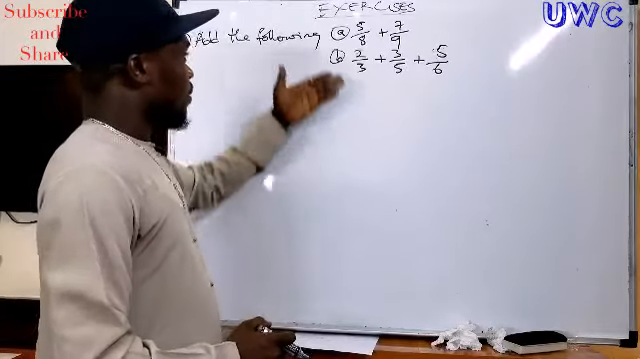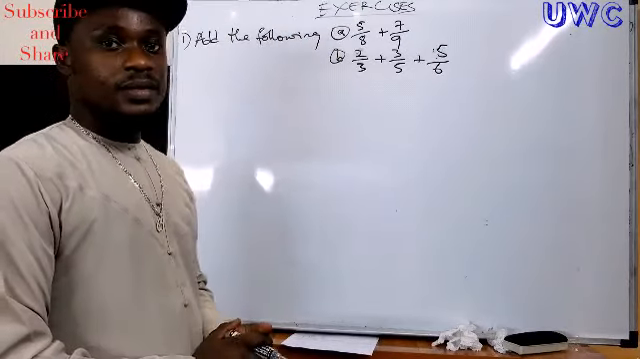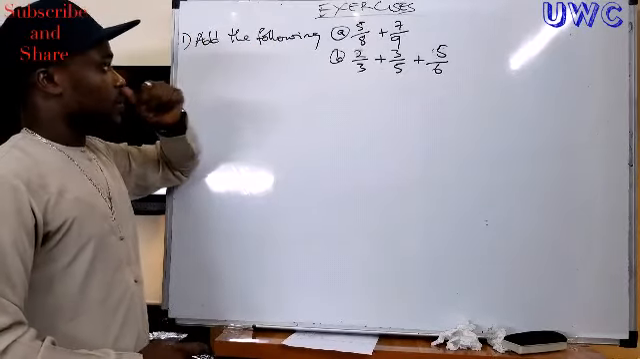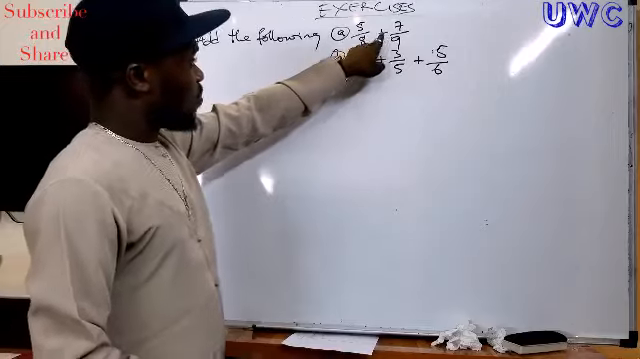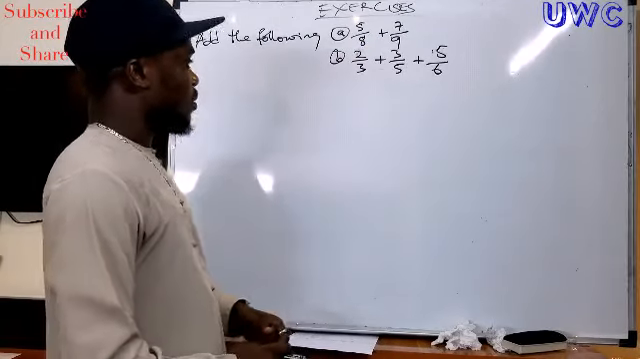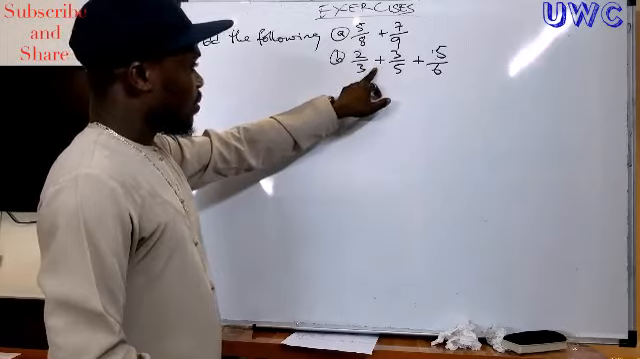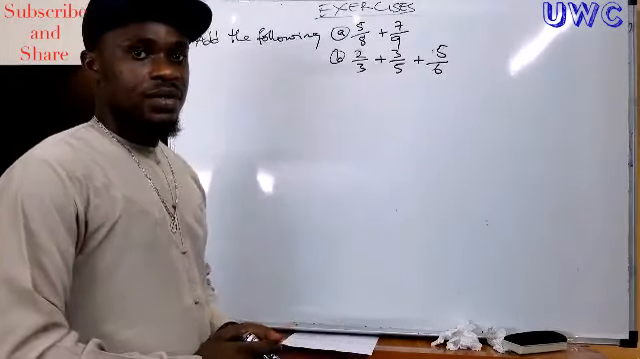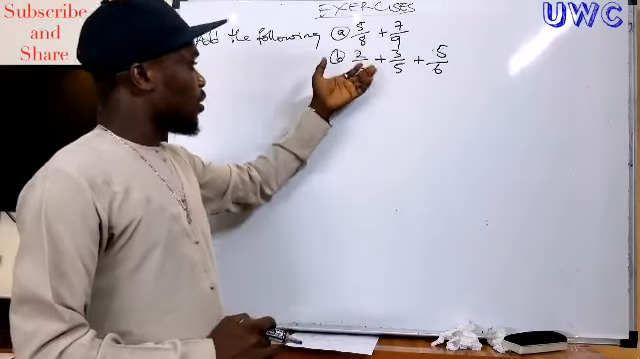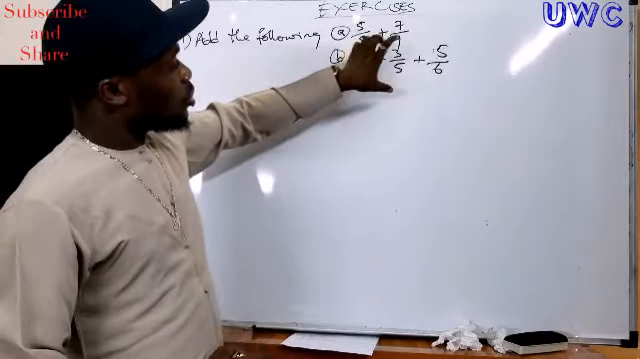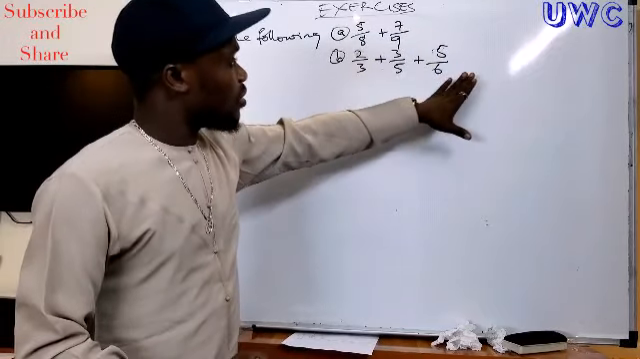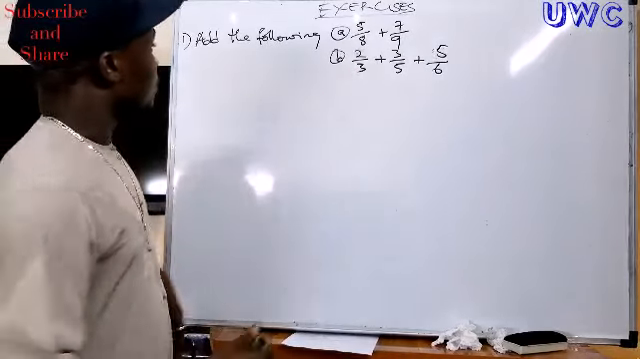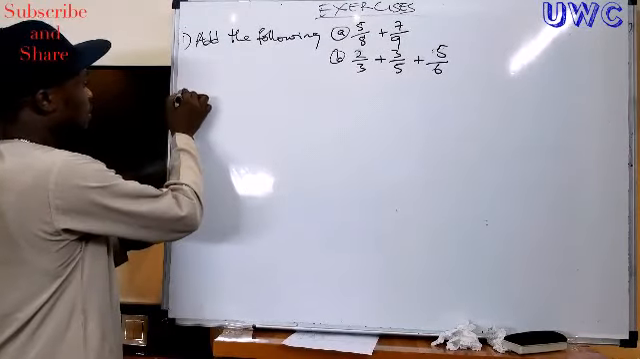We want to solve the previous class exercises. So, add the following: A, 5 over 8 plus 7 over 9. B, 2 over 3 plus 3 over 5 plus 5 over 6. Remember that what we are dealing with is how to solve addition of fractions with different denominators. So we take them one after the other.